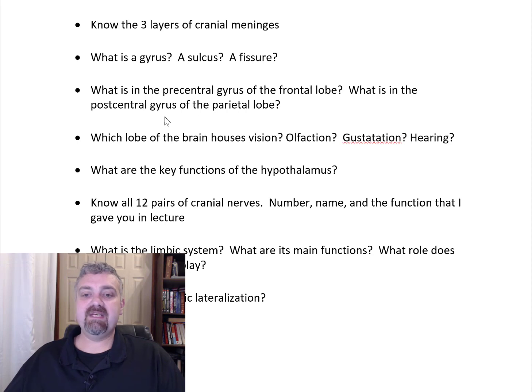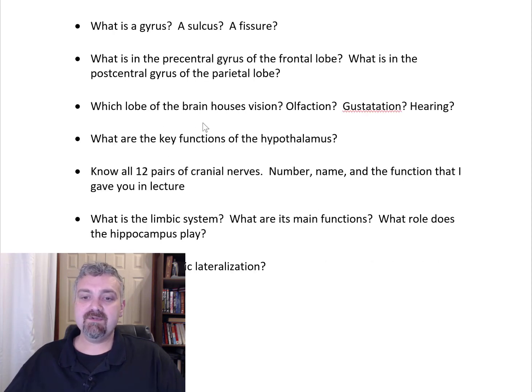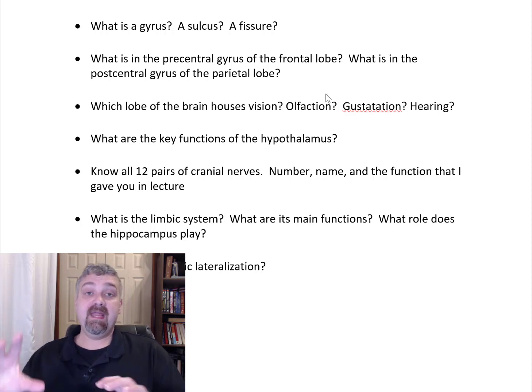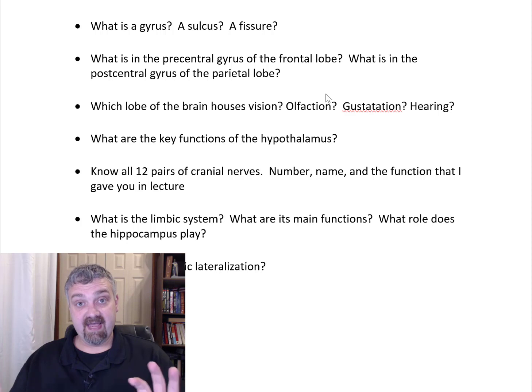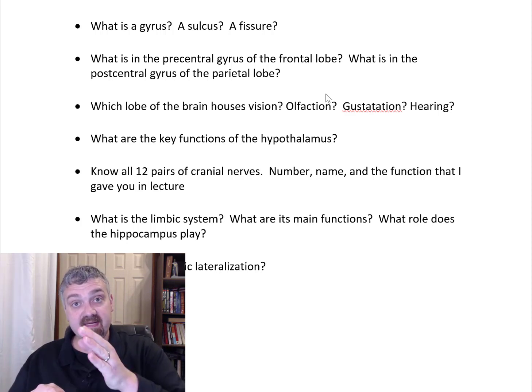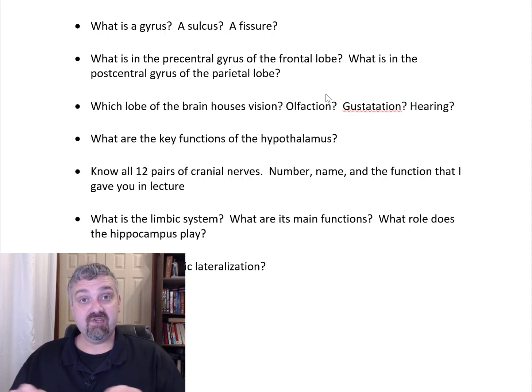All right, just some basic terms as far as the cerebrum goes, or the brain in general. What is a gyrus, a sulcus, and a fissure? So your brain has a lot of hills and it has a lot of valleys. So a sulcus is going to be one of the valleys, one of the indentations in the surface of your brain. The gyrus is going to be the hills. So the elevations in your brain are called a gyrus. The dips are called a sulcus.